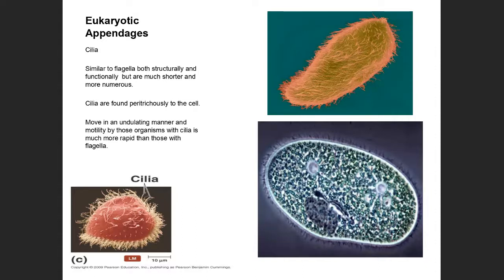Are you with me? So this image right here is showing a contrast microscope, and you can see the insides of a cell. But you can also see these structures that are found peritrichous to the cell. The cilia are always going to be found peritrichous to the cell. You can see them here, and you can see them there, right? And they move in a wave-like manner.